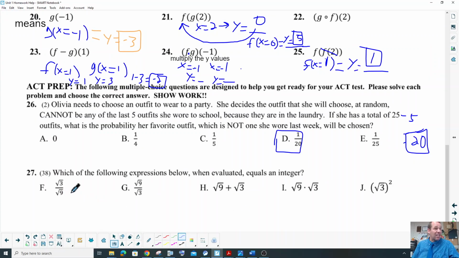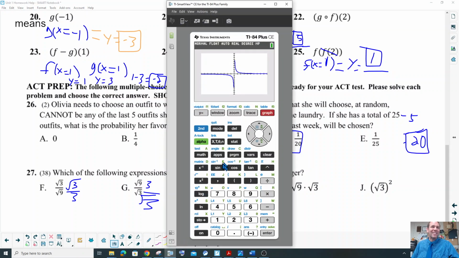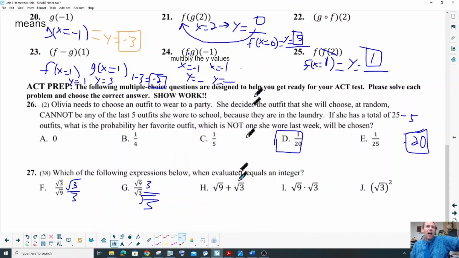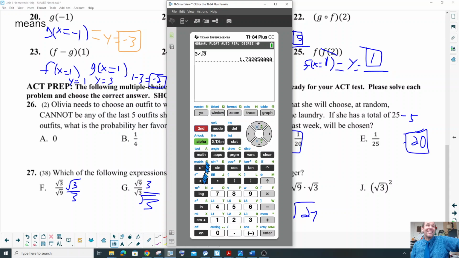Well, the square root of 9 is 3, but radical 3 over 3 is not a whole number. That's a radical, right? That's like a decimal. 3 divided by radical 3 is just like 1.73 basically, which is the same as radical 3. Radical 3 plus radical 9 plus radical 3? No, that's just 3 plus radical 3, still a decimal. What if we times them? Well, that's radical 27. And is radical 27 a whole number? Nope, it's not a whole number.